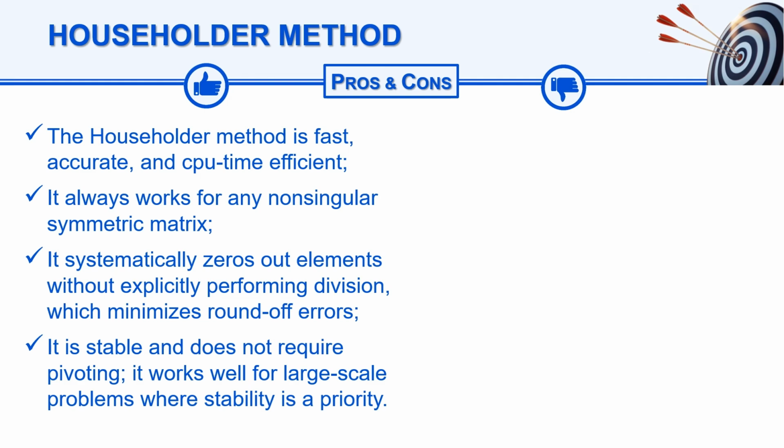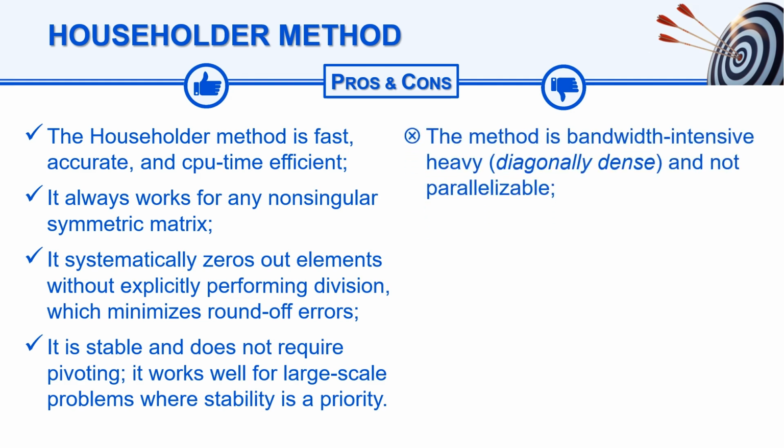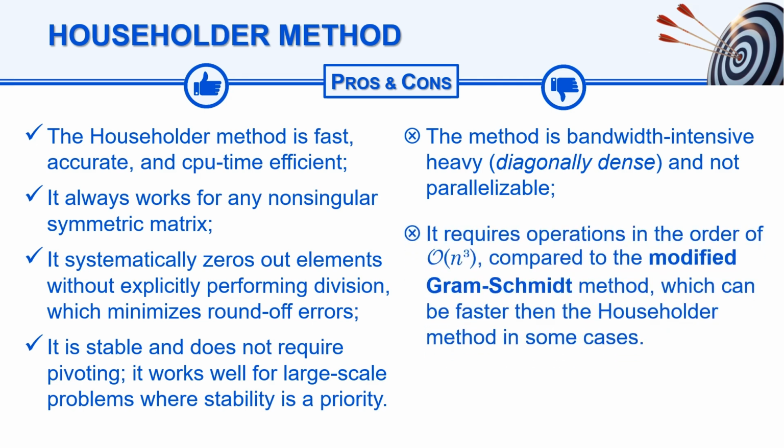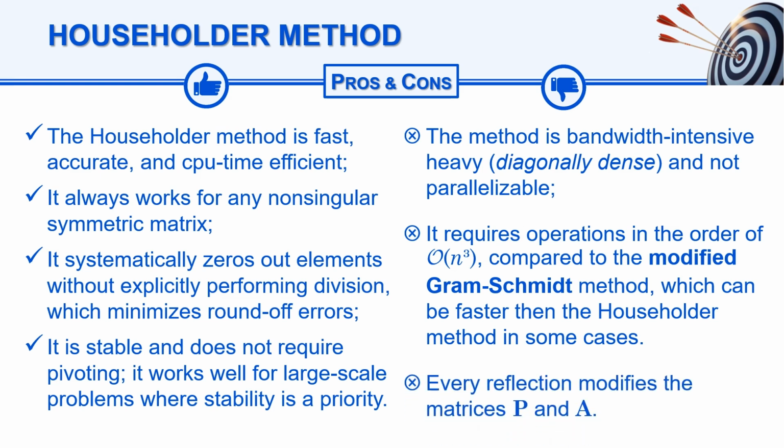The disadvantages of the method are: the method is bandwidth-intensive, diagonally dense, and not parallelizable. It requires operations in the order of cubic power of matrix size, compared to the modified Gram-Schmidt method, which can be faster than the Householder method in some cases. Every reflection modifies the matrices P and A.